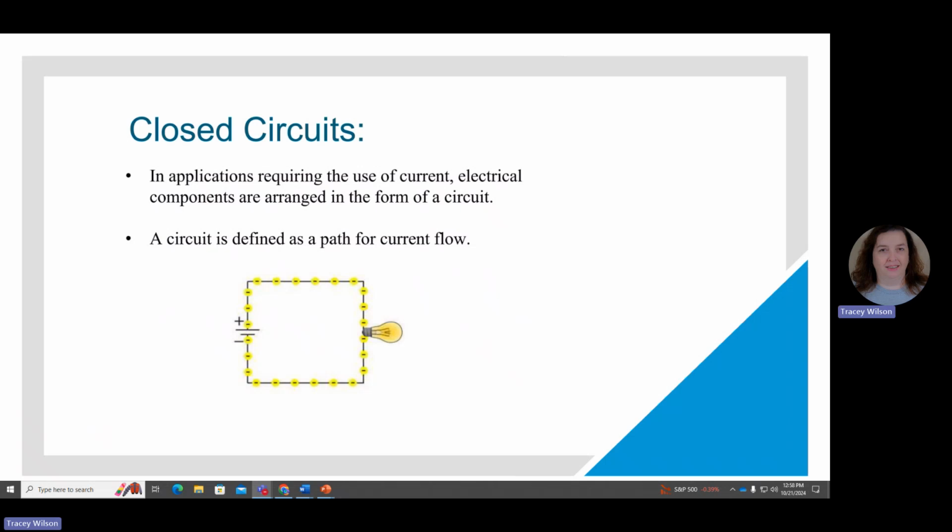Electricity only works if you have a closed circuit. The power for the light bulb doesn't come on if the circuit's not closed. Your light switches actually open and close the circuit. When you turn the light switch off, you have broken the circuit. So now electricity is not getting to the light.